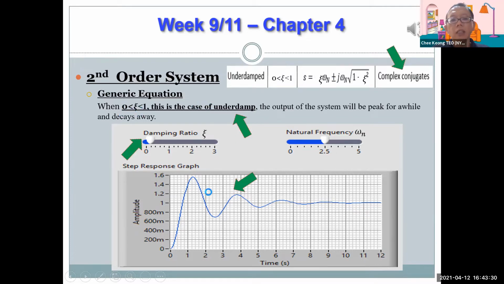And this case is the situation whereby we study all the timing characteristics, like the maximum peak, the peak time, rise time, settling time, or steady state error, etcetera. This is the most interesting stage, whereby a lot of control people would like to put their control system into this stage because it's the fastest, and also at the same time it is able to settle down to a steady state.